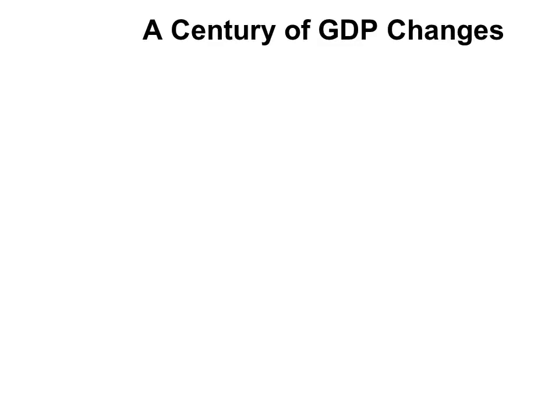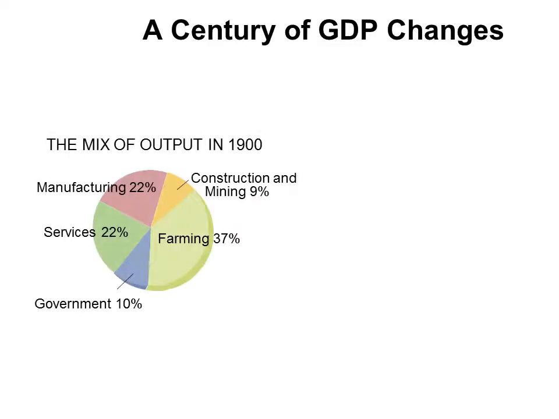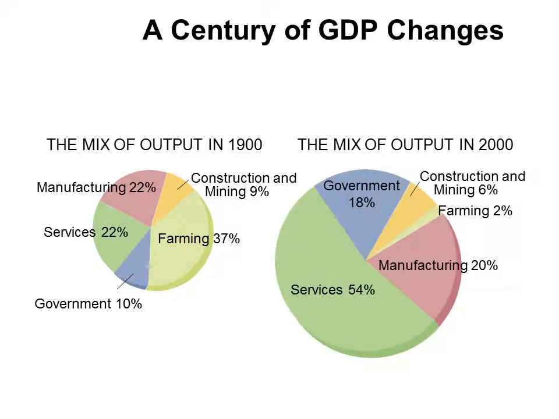Let's see how U.S. GDP has changed over the century. So here we have the mix of output in 1900 versus the mix of output in 2000. Two big things should jump out at you looking at these two different pie charts. I'll let you take a second to think about it. And let's give you the answer.